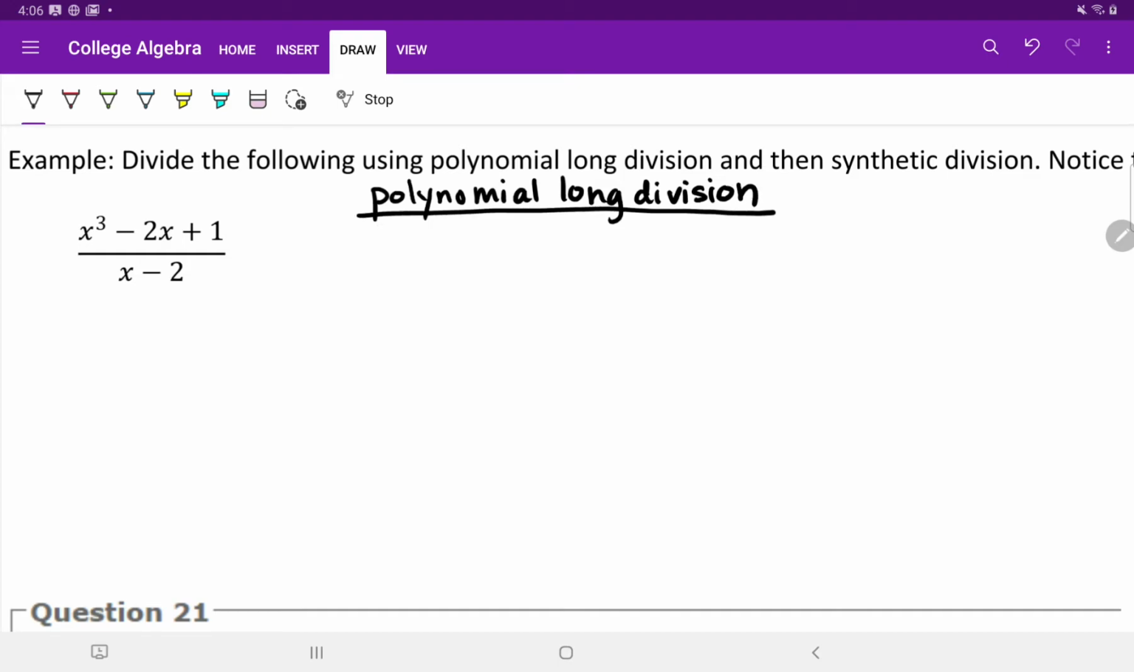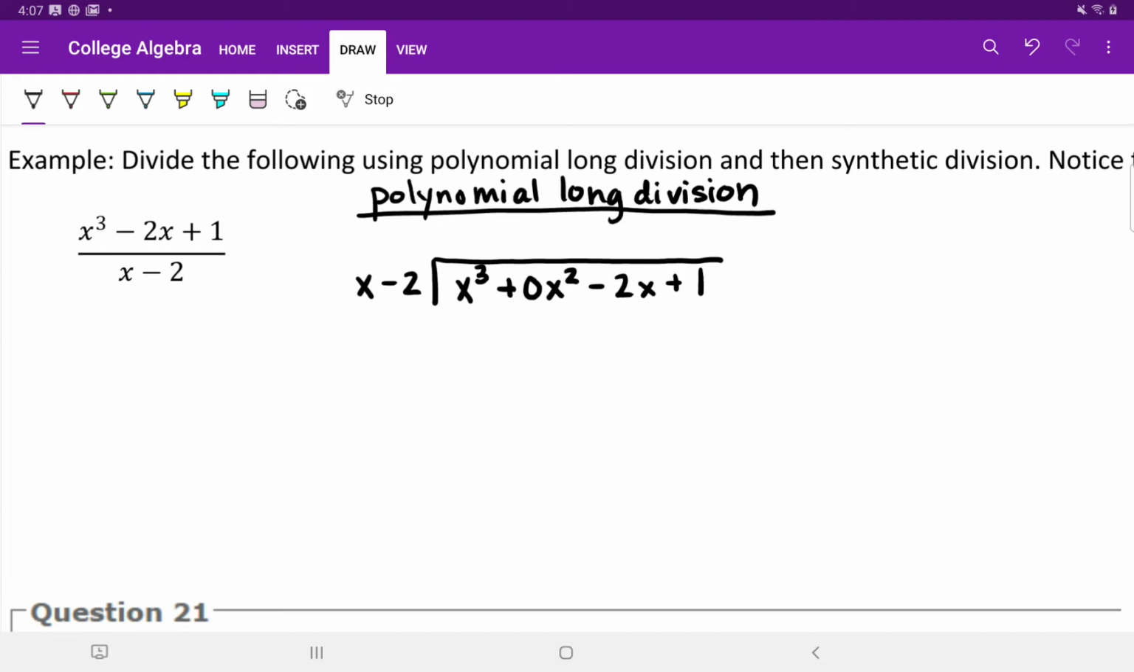first, we're going to set up our long division bracket. Our divisor goes on the outside, and our polynomial goes on the inside. Make sure you have every term represented. So we have an x cubed minus 2x. Notice we skipped over the x squared, so I'm going to put a plus 0x squared. That's just so I don't forget that it's there. And then minus 2x plus 1. So it goes in order from x cubed, x squared, x, and then a constant term.